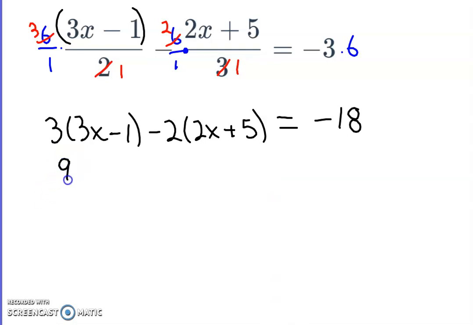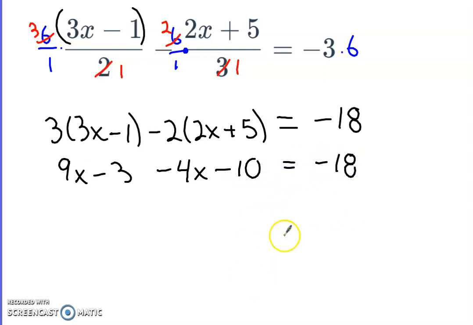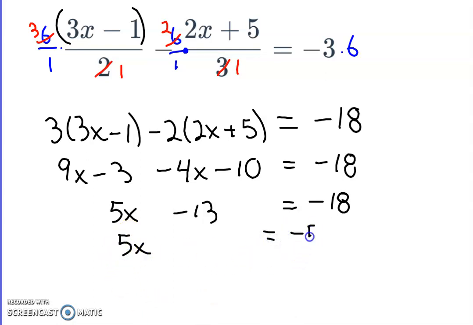And then we can start simplifying this. 9x minus 3 and negative 4x minus 10 equals negative 18. And 9x combined with negative 4x is positive 5x. And negative 3 combined with negative 10 is negative 13. And then when I add positive 13 to negative 18, I get negative 5, and negative 5 divided by 5 is x equals negative 1. So I got my answer again.